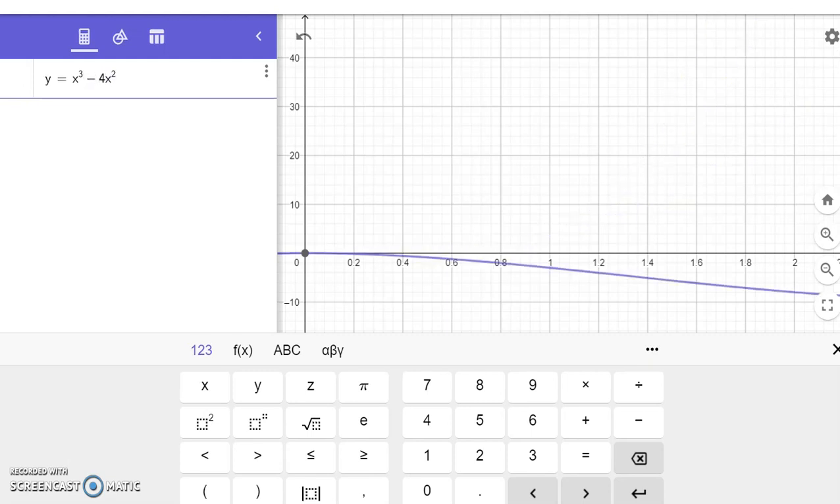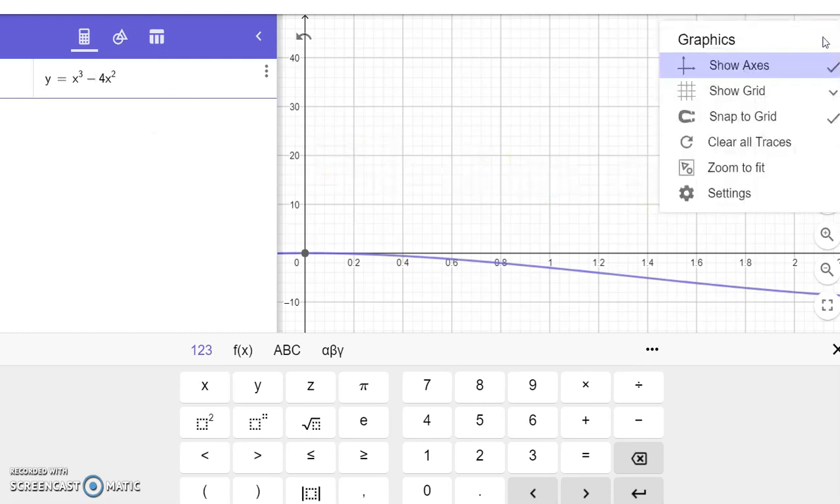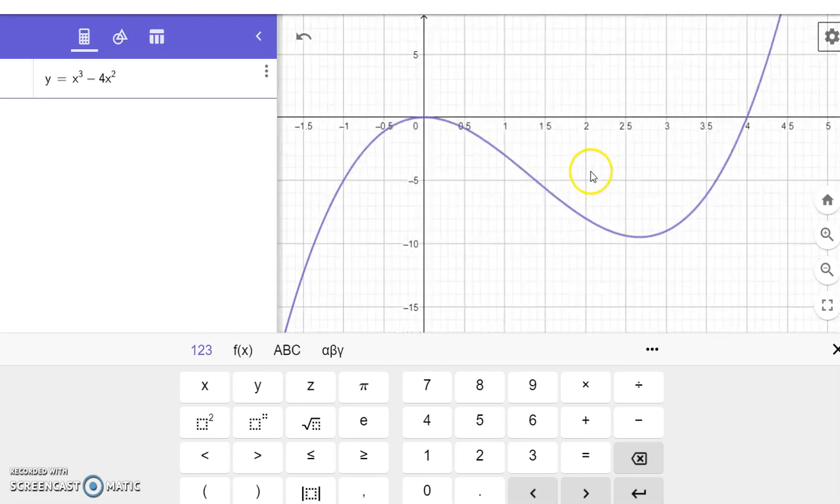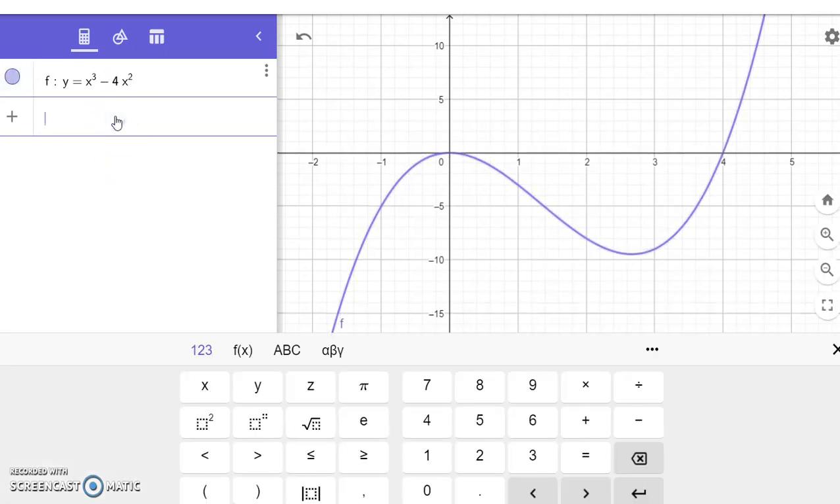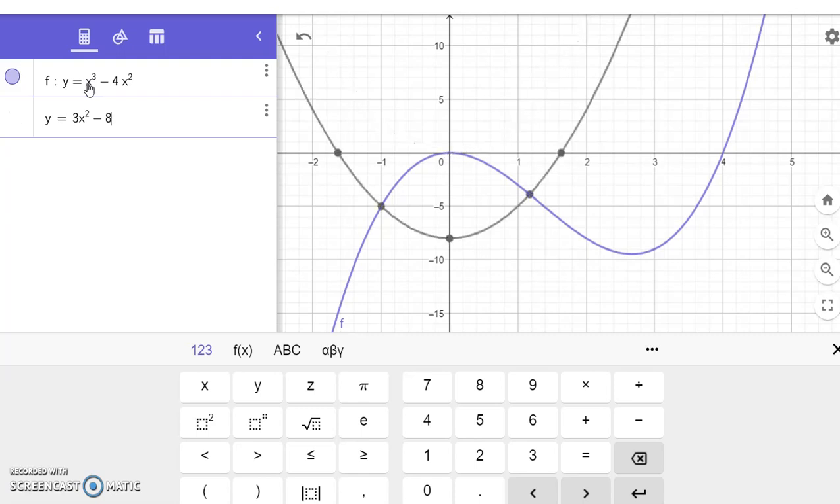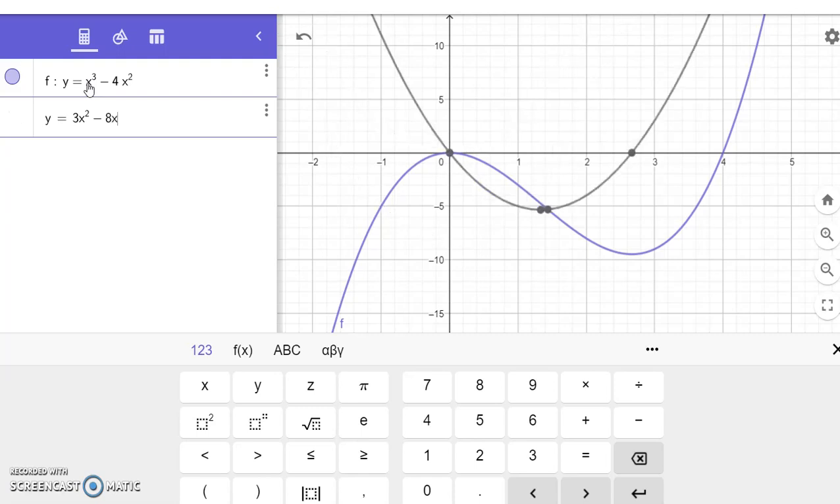Okay, let me zoom to fit. All right, that looks a little bit better. So here we have a line. It's a cubic, so it comes up and then it dips down and then it shoots right back up. So let's go ahead and graph the derivative. We've got 3x squared. Again, I took this 3, brought it out front, and subtracted 1 from the exponent, minus 8x.